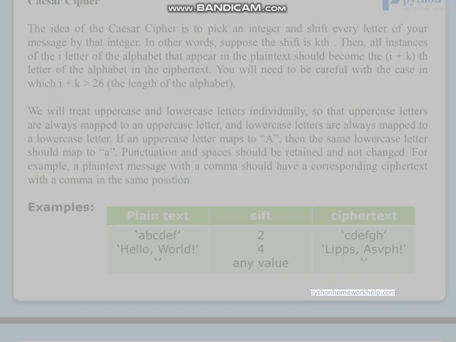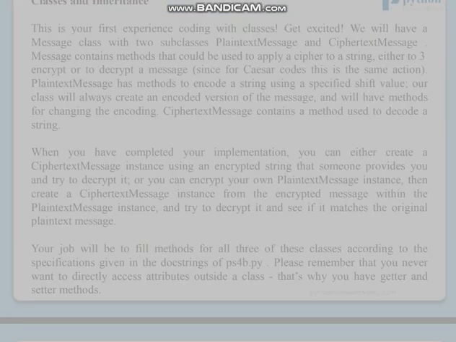Classes and inheritance. This is your first experience coding with classes. Get excited! We will have a message class with 2 subclasses: plaintext message and ciphertext message. Message contains methods that could be used to apply a cipher to a string, either to encrypt or to decrypt a message, since for Caesar codes this is the same action. Plaintext message has methods to encode a string using a specified shift value. Our class will always create an encoded version of the message, and will have methods for changing the encoding. Ciphertext message contains a method used to decode a string.